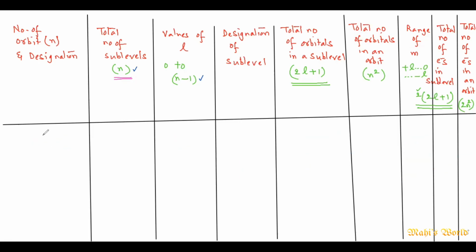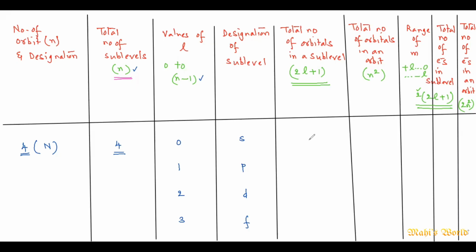This way, we can write the total number of electrons that can be accommodated in a sublevel as well as in an orbit. Now, when the orbit is fourth, we call it n shell. Now, because the value of n is 4, you will have 4 sublevels: 0, 1, 2, then 3. When it is 0, we call it S. When it is 1, we call it P. When it is 2, we call it D. And when it is 3, we call it F. So that is about the designations of the sublevels.